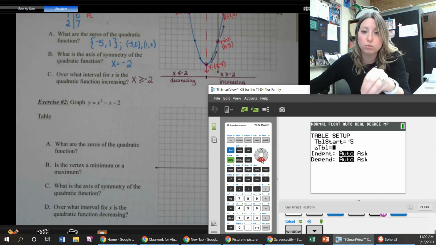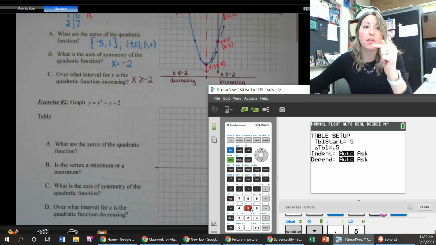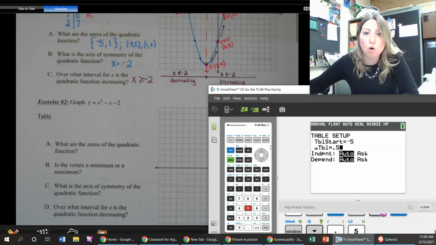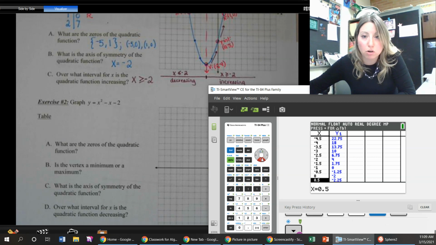So if I arrow down, so my cursor is down here, and I change this to 0.5, now my table is going to go by half points. So you'll notice that my x's are going to go -5, and then -4.5, and then -4, and then -3.5. So let's show that now on our table, second and graph. Now that I've changed it, look at that. Now I've got these halfway points, and what it shows me down here, I have to get a little further down because I want to be between 0 and 1. Look at this. It shows me that there's this point, 0.5, -2.25.